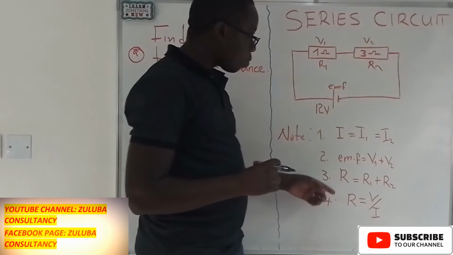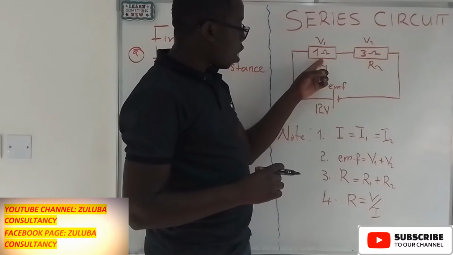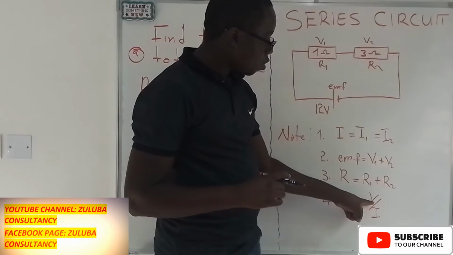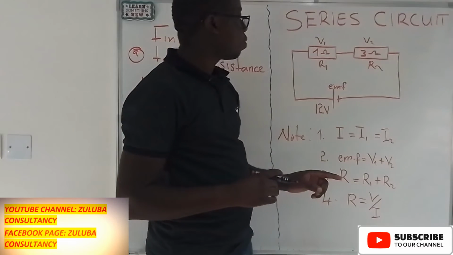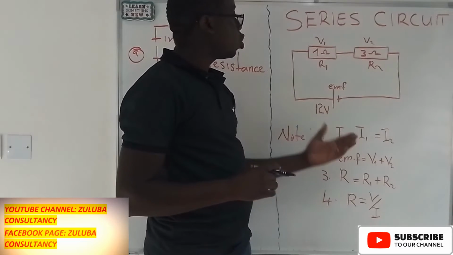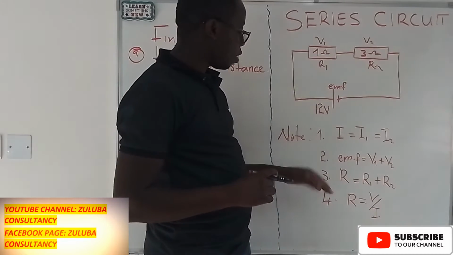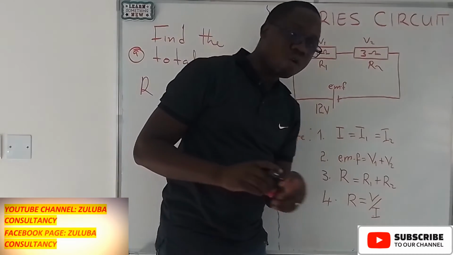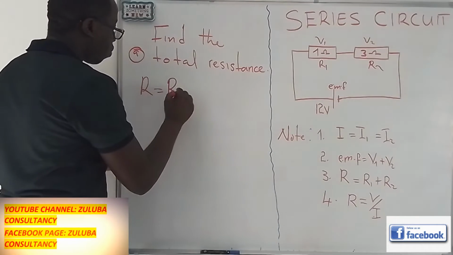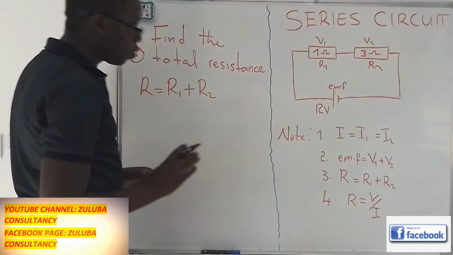You notice that equation 3 has resistor 1 and resistor 2, while equation 4 has the voltage and the current. When you look at the example, it has not given us the current, so we cannot use equation 4 to calculate the total resistance. Hence, we will go to equation 3. So equation 3 is telling us that resistor 1 plus resistor 2 gives us the total resistance.